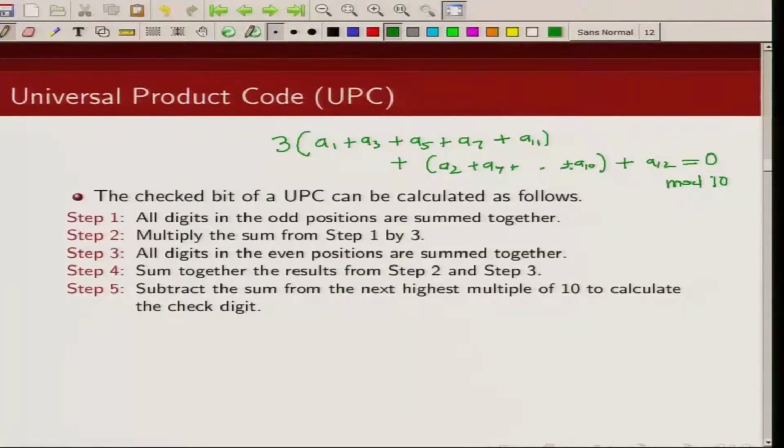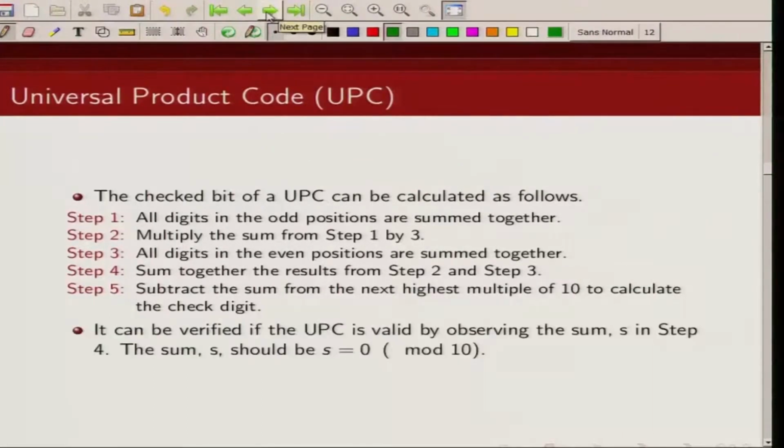Okay. So, the odd position digits are multiplied by 3, and the even position digits are just added up. If you add those 11 digits, then the 12th digit, which is the check bit, should be such that this weighted sum is 0 modulo 10, and that is your UPC code. So, the sum of all the 12 digits should be 0 modulo 10.